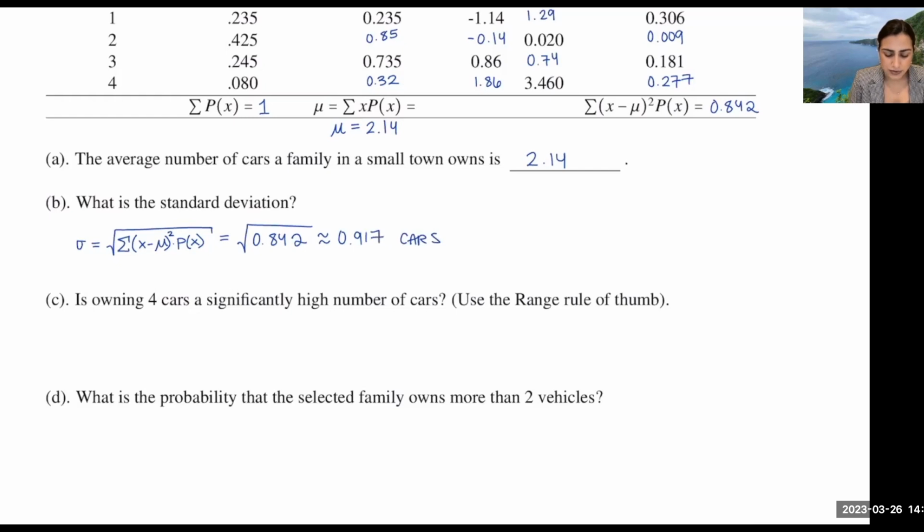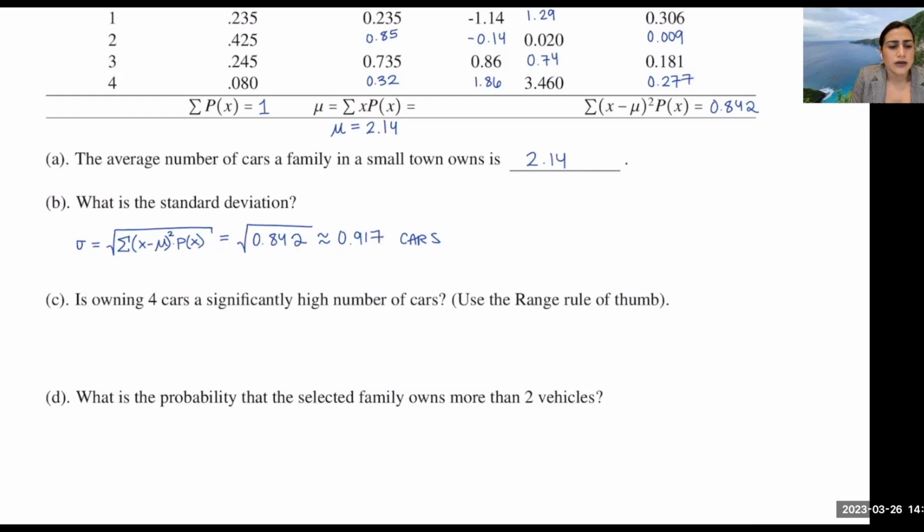Okay, so the average or the expected value is 2.14 cars. Because we're talking about cars, it makes sense to round to 2, but we're just going to leave it for the purposes of the next calculation. Okay, so 2.14, and then my standard deviation is 0.917 cars.